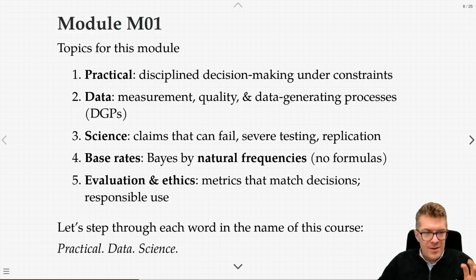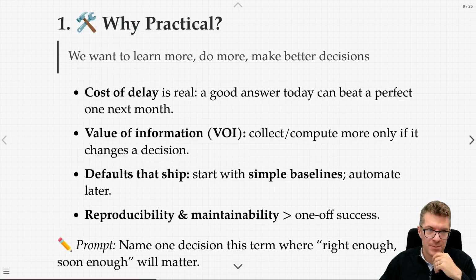So to begin with, I want to take the course itself and take its name, Practical Data Science, and step through each of these words and talk about how they relate to what we'll be learning in this course. So what does practical mean? What does practical mean in practical data science?